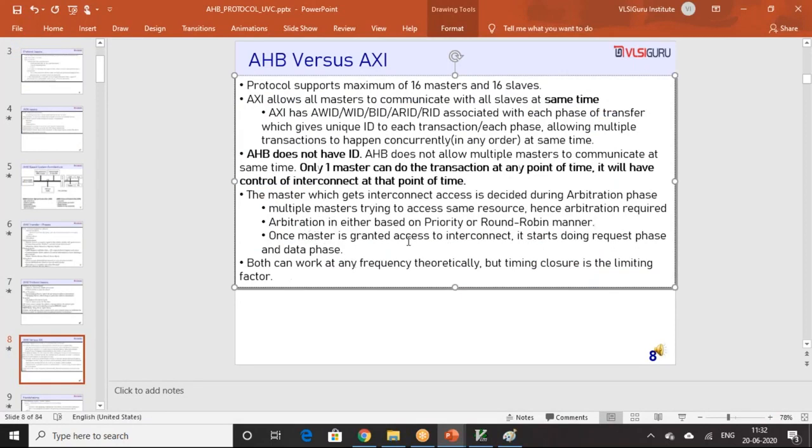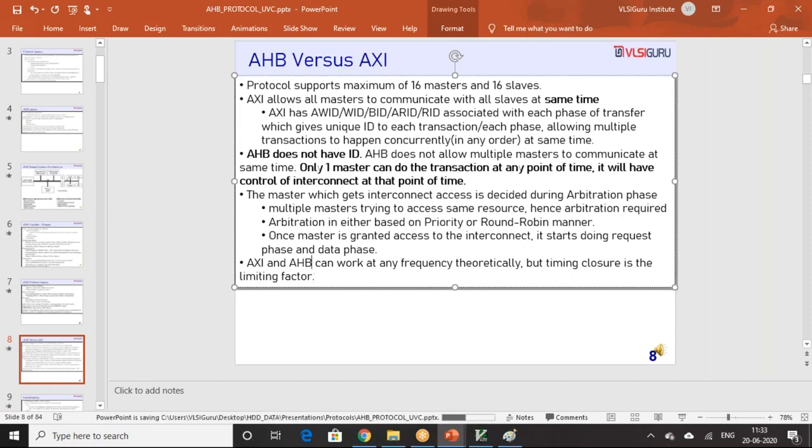Once a master is granted access to the interconnect, it starts doing the request phase and data phases. Both can work at any frequency theoretically. Theoretically, AXI and AHB can work at any frequency, but timing closure is the limiting factor. Because of that, we are only able to operate at 1.5 gigahertz or 1 gigahertz like that.